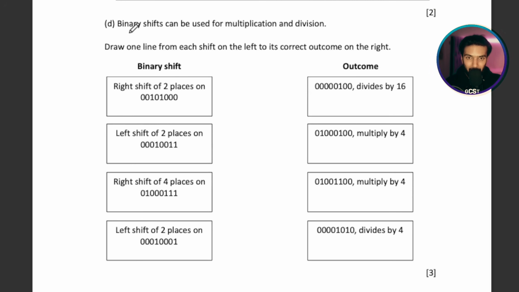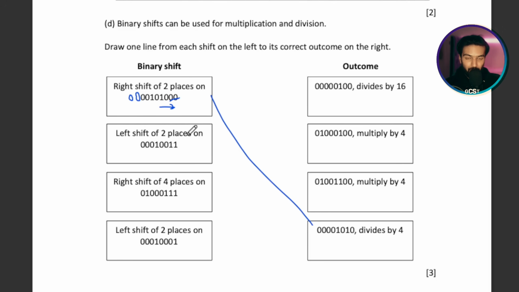Alright, part D. Binary shifts can be used for multiplication and division. Draw one line from each shift on the left to its correct outcome on the right. So the first one, right shift of 2 places on this number. Right shift means we're going right, therefore we're cutting off the last 2 and essentially padding the top with 2 zeros. So 0, 0, 0, 0 is what we're going to start off with, and that is only the last one. Apologies for the bent line.